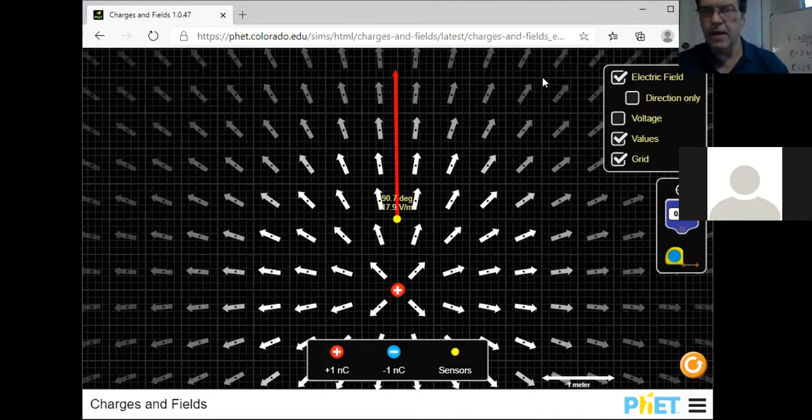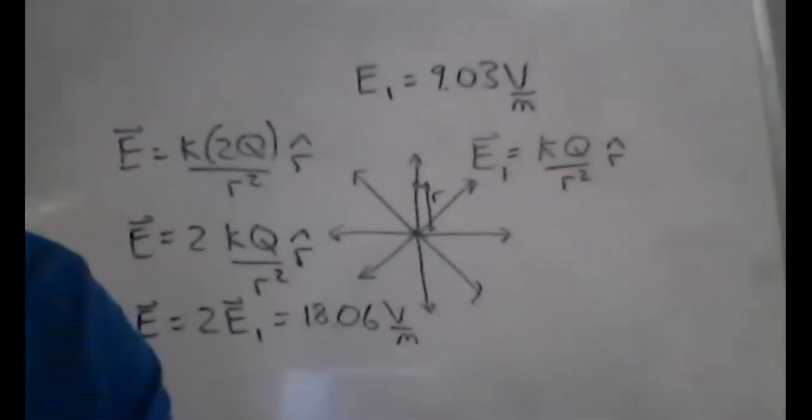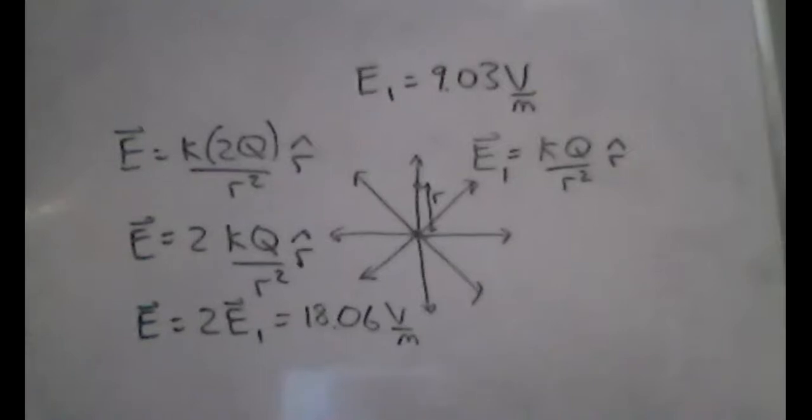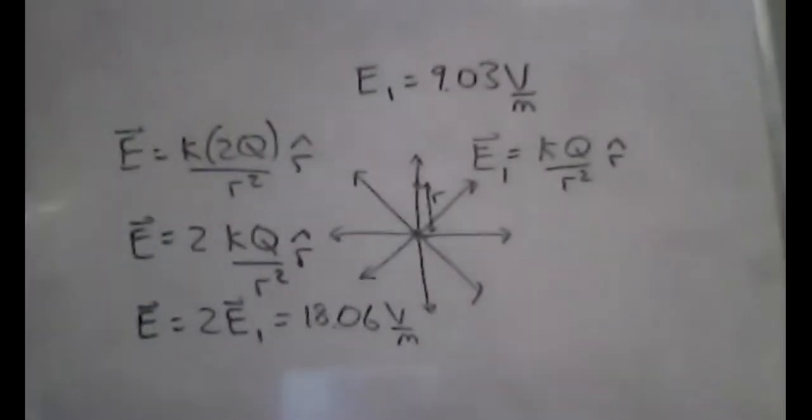So I want to answer the question. I'll go back to the whiteboard here. I want to answer the question about how well I know this answer, or when I say I did a good job or I closely agreed, quantify what you mean by that. And you always want to quantify and back up everything in physics. So I'm predicting theoretically that I should get 18.06 volts per meter.